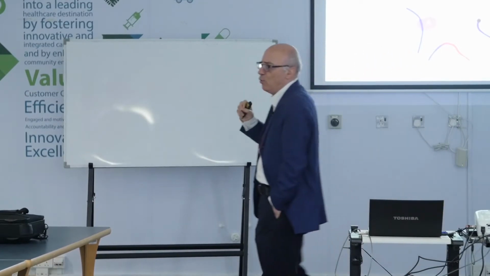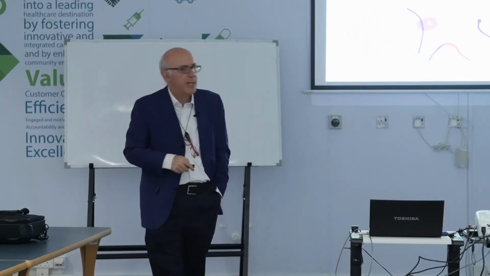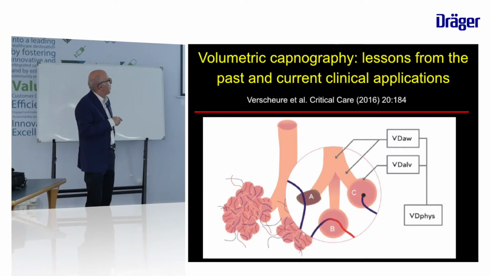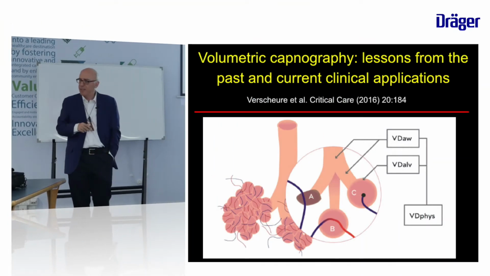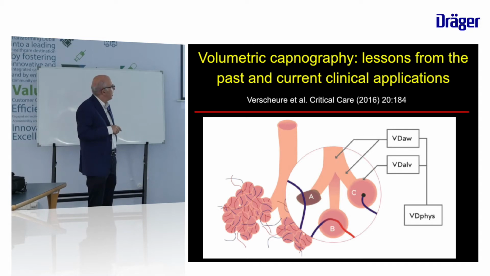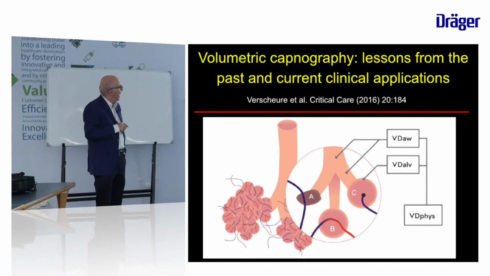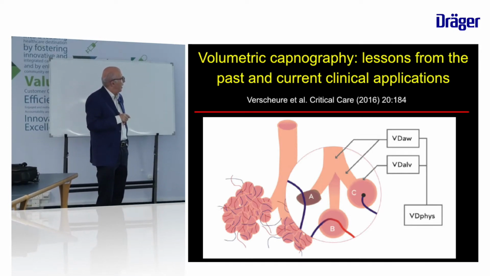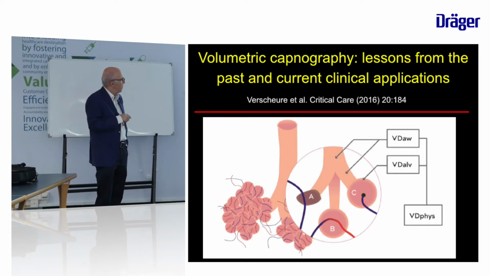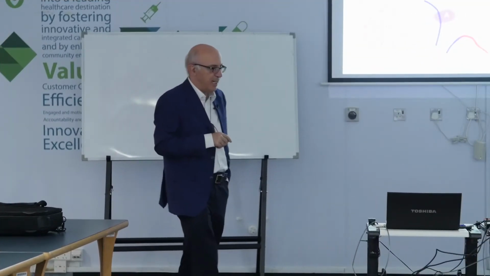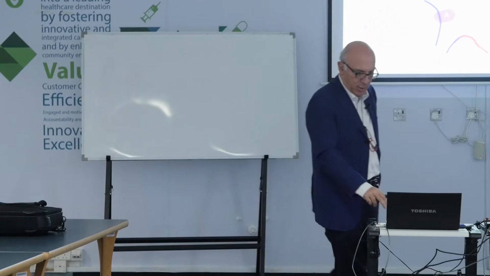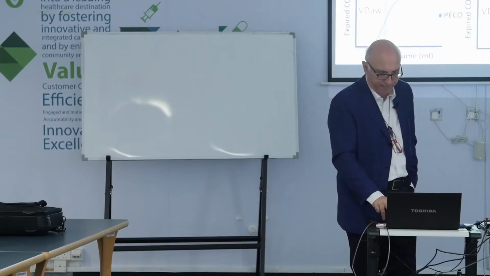But what we don't use very often in the operating room is volumetric capnography. And I suggest this very recent review, because it's very important to know more and more about the anatomical dead space and the alveolar dead space, the sum of which represents the physiological dead space, and so to measure the effective ventilation.